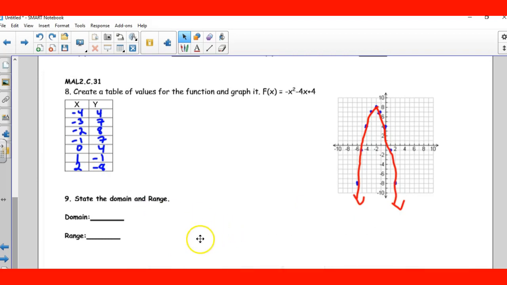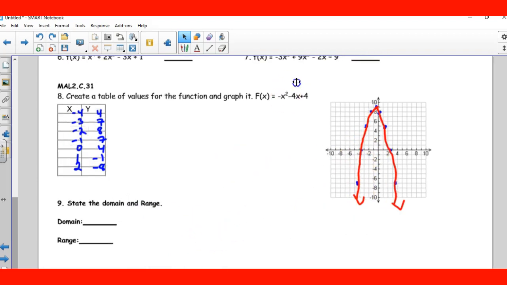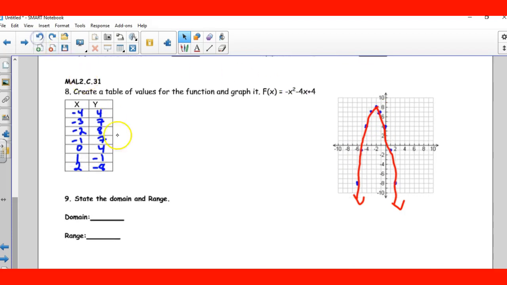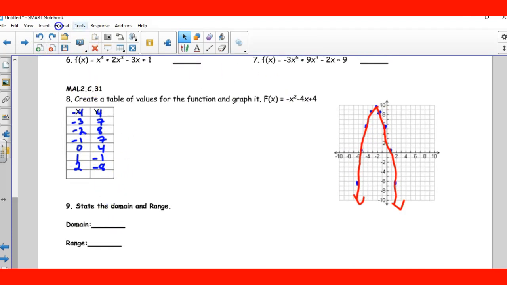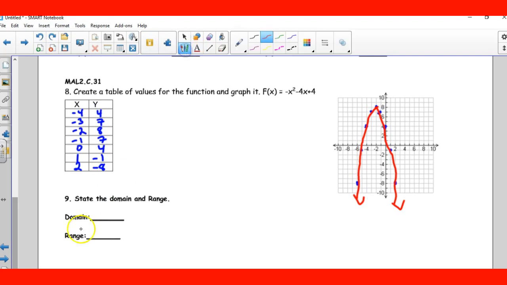Now, state the domain and range. Well, the domain for quadratics is all real numbers. Quadratics, all real numbers. No problem there.